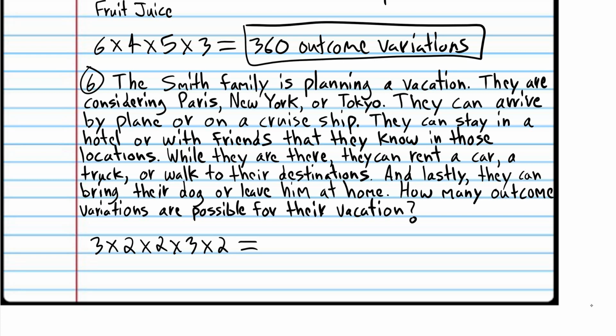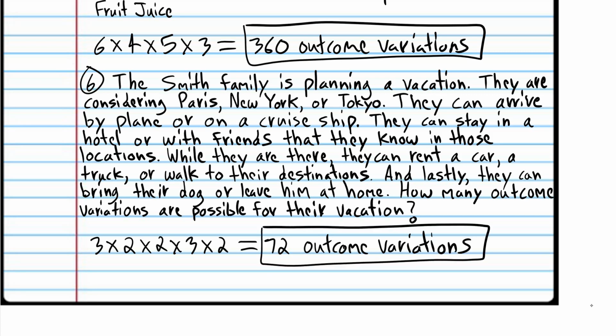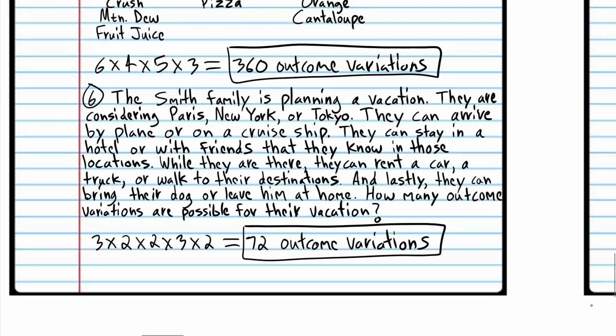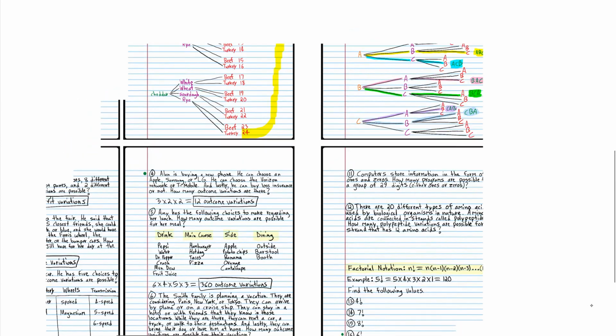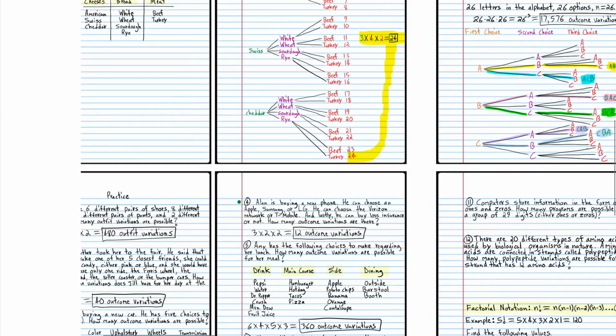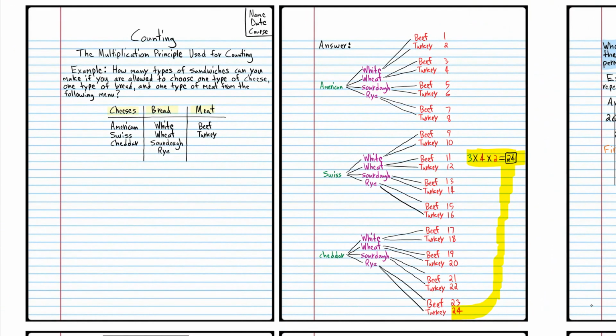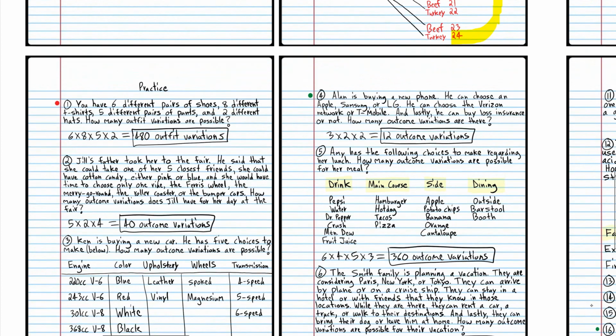So if we multiply all these together, we get 72. 72 outcome variations for how they can spend their vacation. If you got that right, excellent. Okay, so that was the basic multiplication principle. As you can see, it takes a problem that is very difficult. It's a very difficult problem having to count all these ways to do things. But with the multiplication principle, we were able to do these problems really quickly.